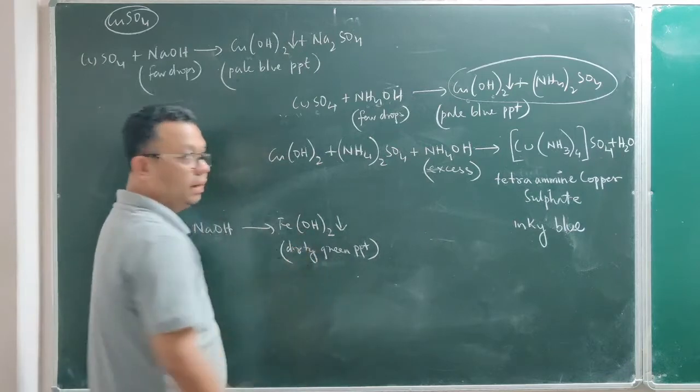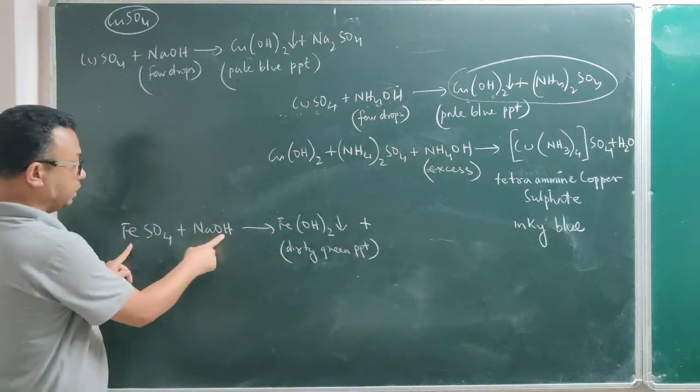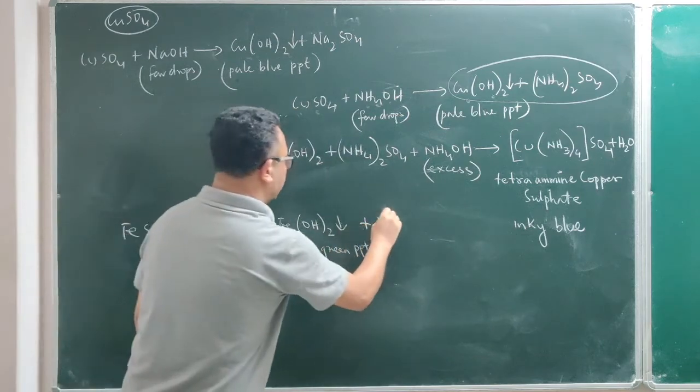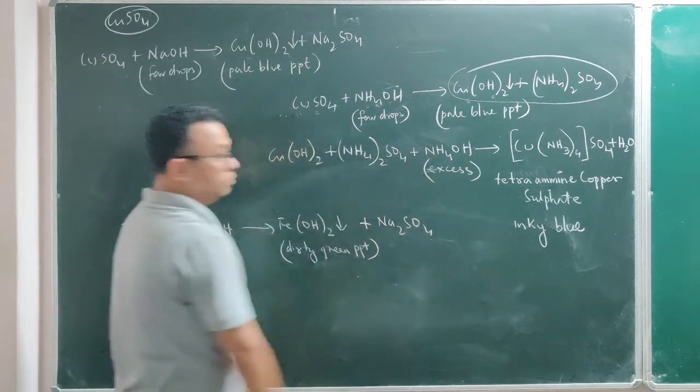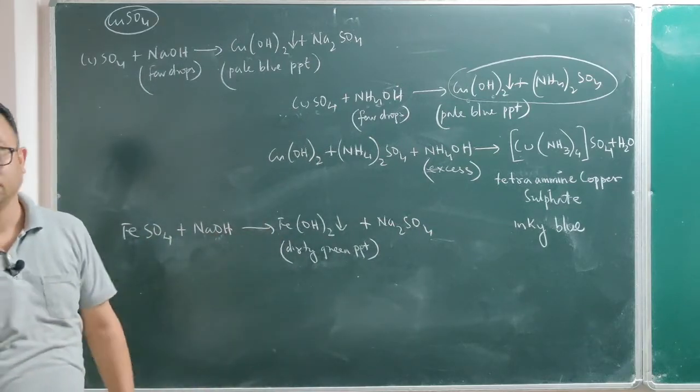Then what will be next? Ferrous has joined with hydroxide, and sodium will join with sulphate to give you sodium sulphate. It is soluble, so I don't have to write the next reaction.